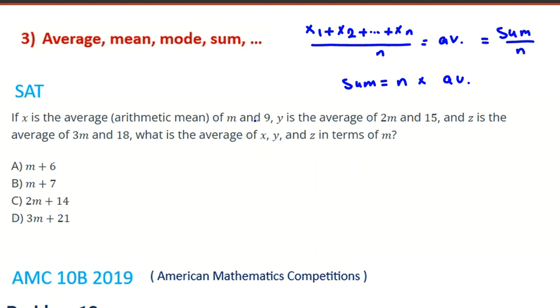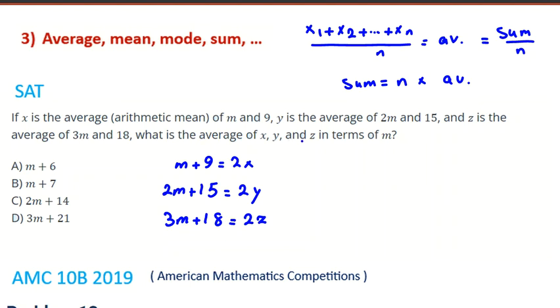So (m plus 9) over 2 is x. So we can say m plus 9 equals 2x. y is the average of 2m and 15, so 2m plus 15 equals 2y. z is the average of 3m and 18, so it will be 2z.